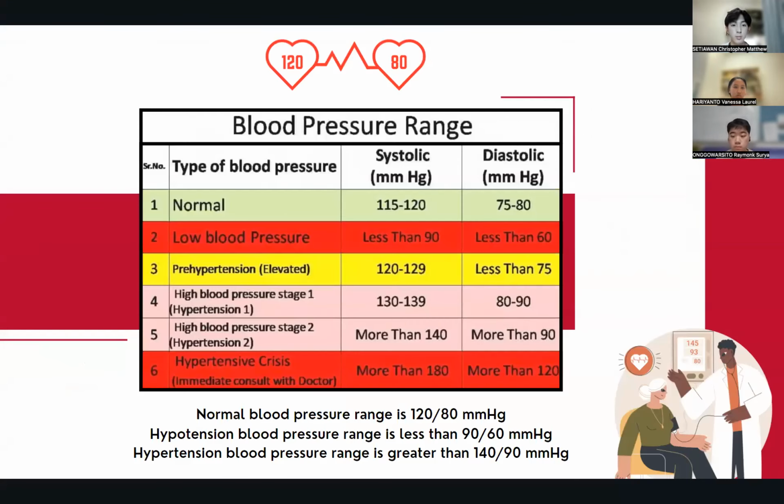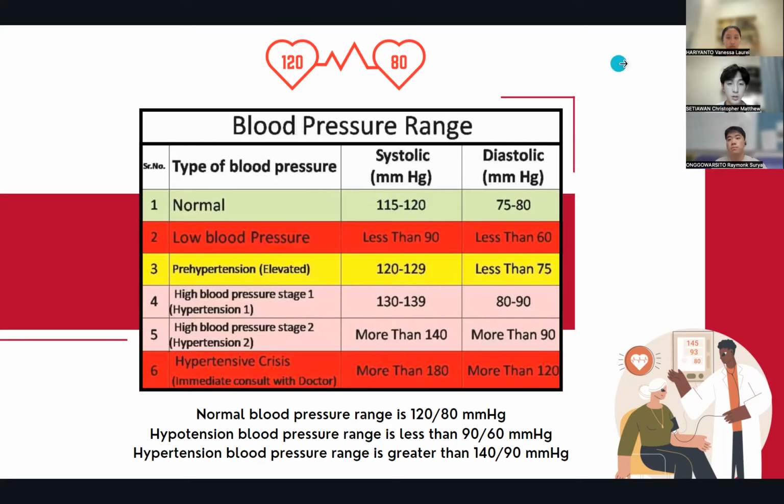Next, I'm going to explain the blood pressure range in the table. In the table below, the normal blood pressure range is 120 over 80. The 120 value is the systolic and the 80 value is the diastolic. The hypotension blood pressure range is less than 90 over 60, and the hypertension blood pressure range is greater than 140 over 90.